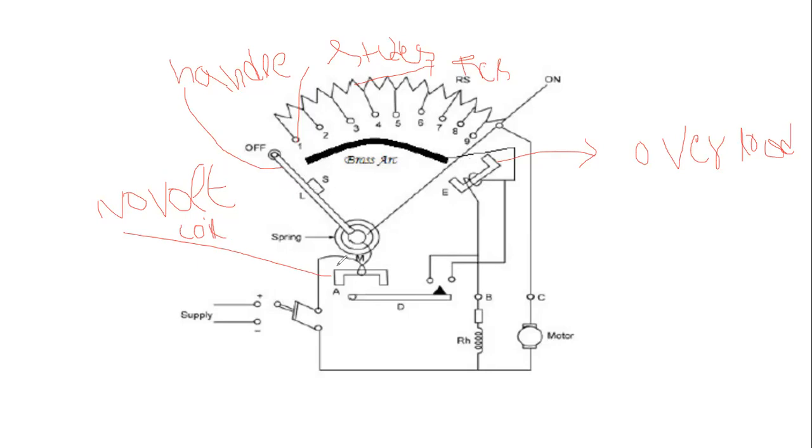This is the no volt coil. The main purpose of the no volt coil is that if there is no supply or no voltage, in this case this magnet is energized.